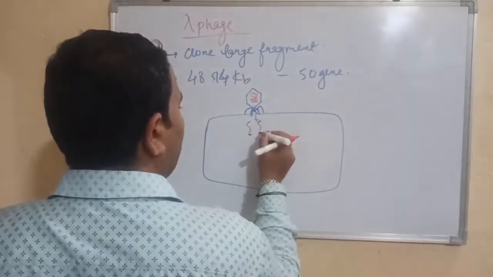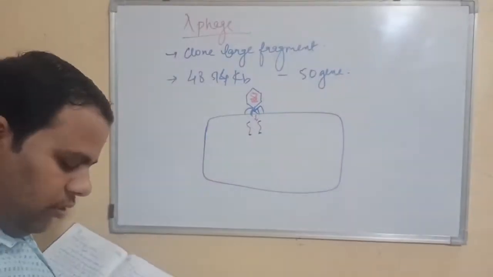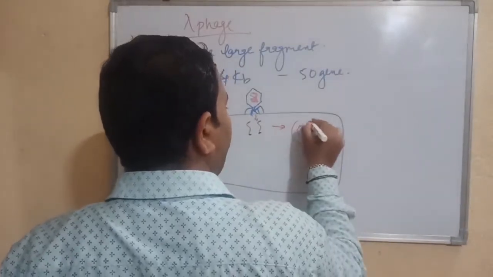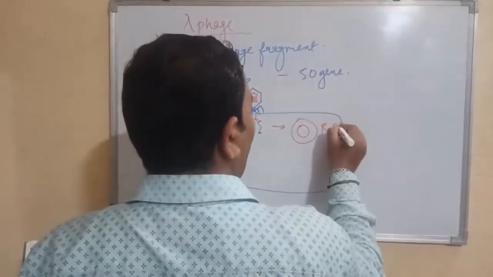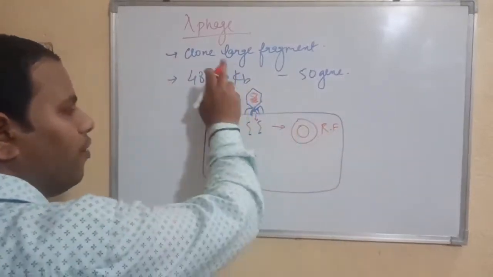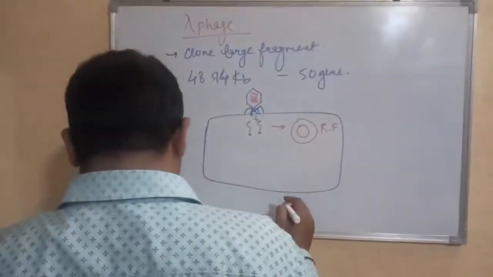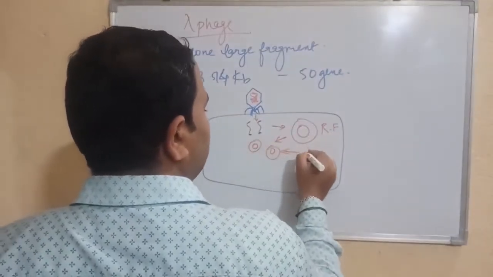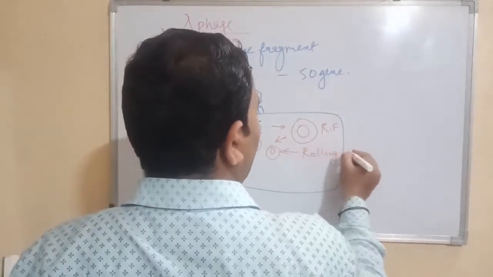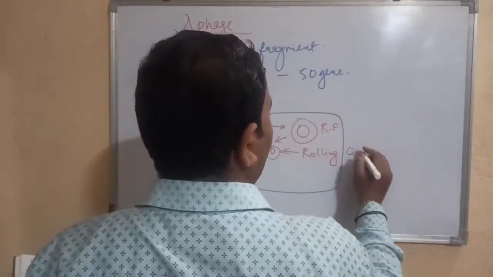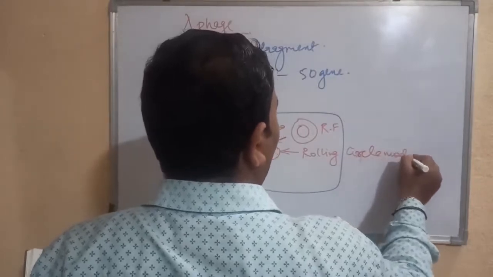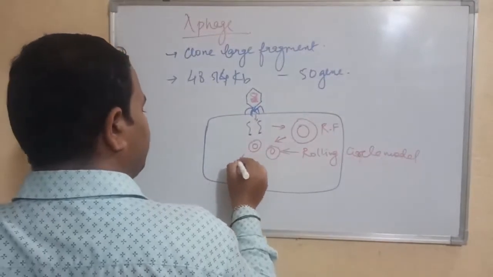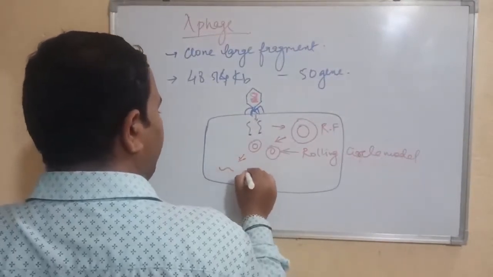Using this cos site, first of all this single stranded DNA will be converted into double stranded form, that is the replicative form. In this form the genome of the phage can replicate easily. Now this replicative form will increase its number by replicating, and it is replicating using the rolling circle model.